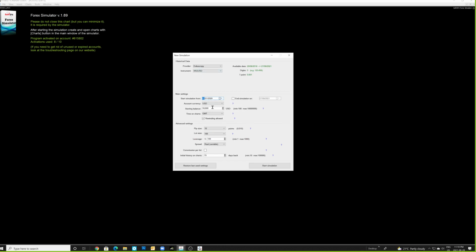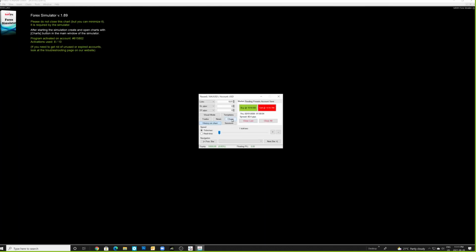Okay, so we got gold. We're going to start with what? Let's start with 10 grand. New York close, leverage is going to be 1 to 100. Spreads, we're going to go with the fixed spread of, let's say, 18 pip spread. Actually, we're going to go with the real spread because during the news the spread widens up and all that stuff too. So we're going to keep that in mind as well. History and charts, we're going to see around 150 days so we can see what's going on in the past. Rewinding is allowed. We're going to start the simulation. All right, there we go.